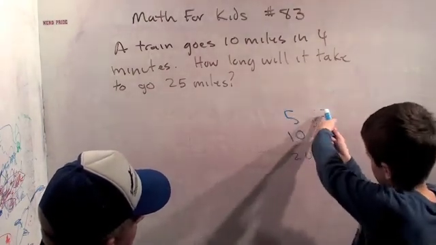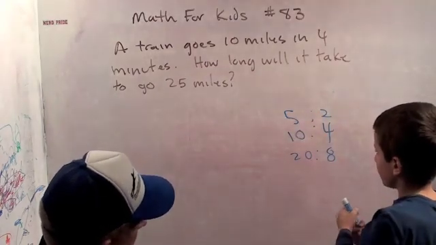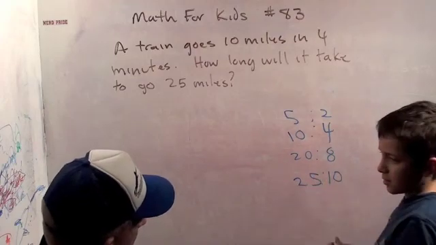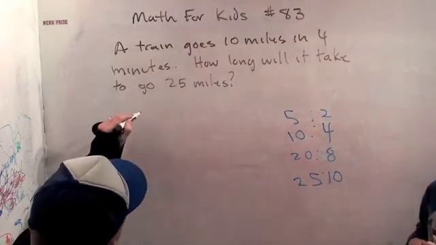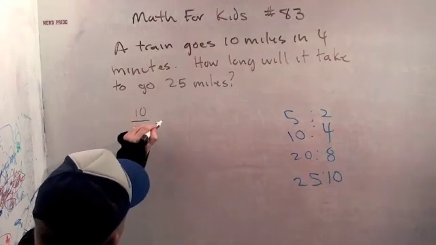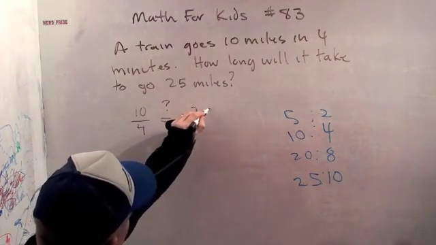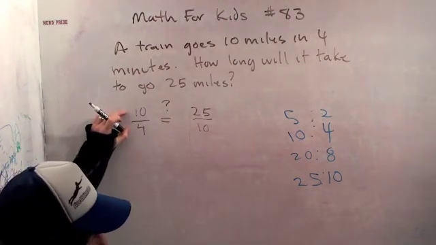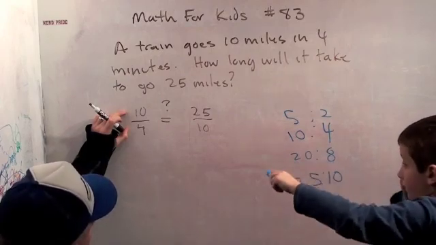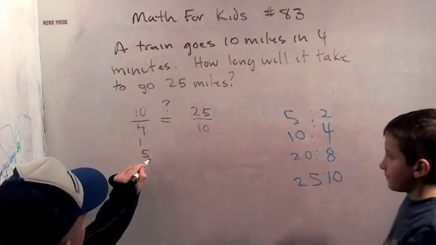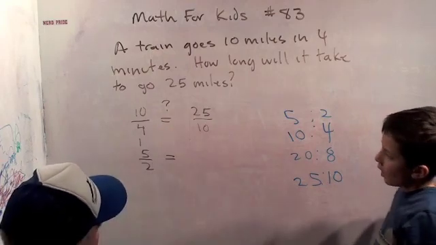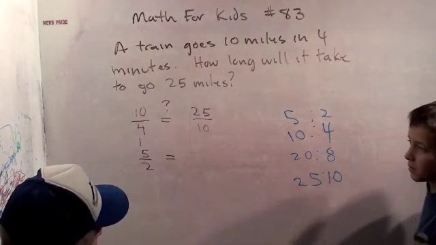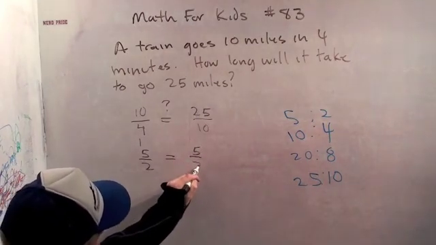Then we can add this part to this part. What do you get? 25 miles for 10 minutes. Interesting. So let's see if that's the same. Is 10 miles in 4 minutes the same as 25 miles in 10 minutes? Well, what does 10/4 simplify to as a fraction? 2 times 5 is 5 halves. And what does 25 over 10 simplify to? It's 5 times 5 over 5 times 2. Oh, 5 halves. Okay, so there you go.